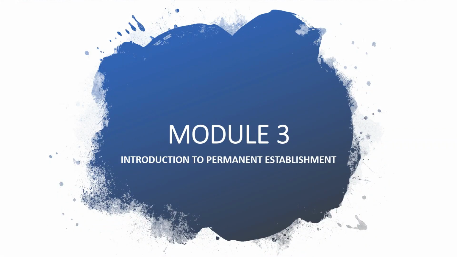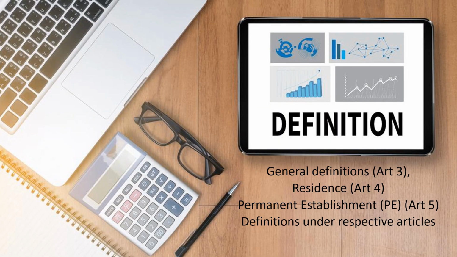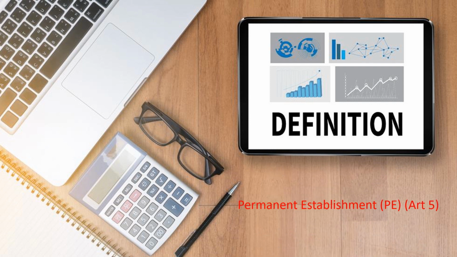We are at Module 3 and we will discuss and understand PE at a high level. If you are new here, please do watch the earlier modules to get an introduction to the tax treaties and tools for its interpretation. We saw the structure of a typical treaty in the previous module. Definitions under a tax treaty can be found in Article 3, 4, 5 and other articles where specific terms are defined. Permanent establishment is defined under Article 5.